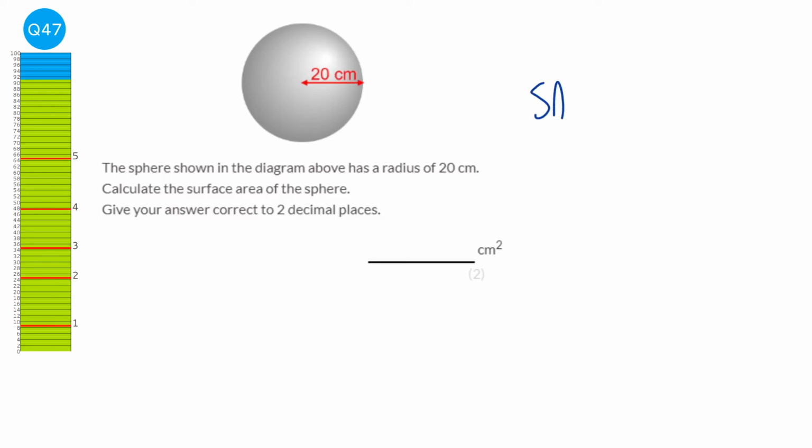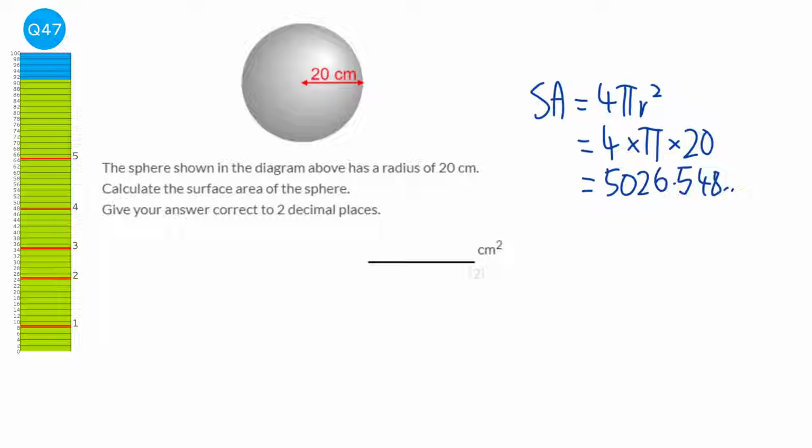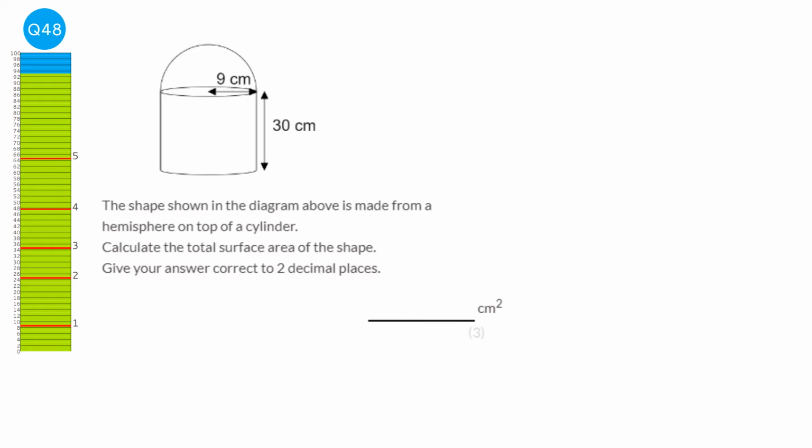The surface area of a sphere is found with the formula 4 pi r squared, with r being the radius of the sphere. So we're going to do 4 times pi times the 20, and that gives us 5026.548 blah blah blah. And when we round that to two decimal places, we get 5026.55 centimeters squared.